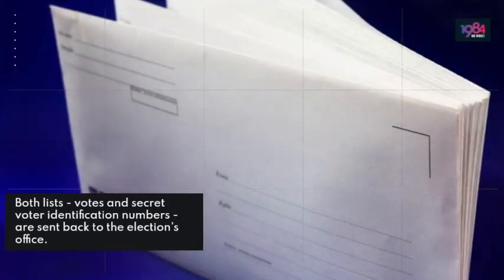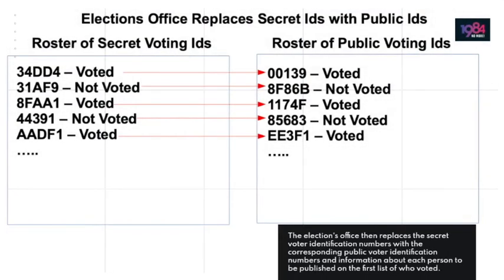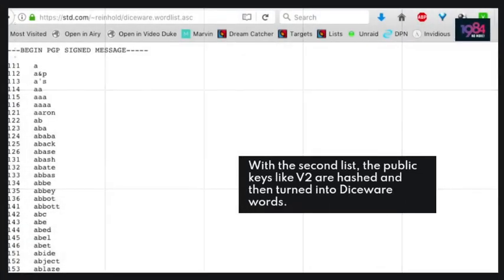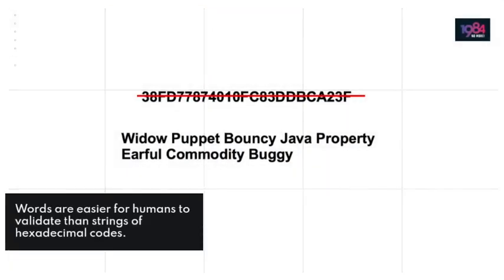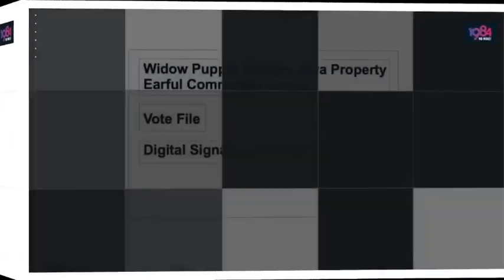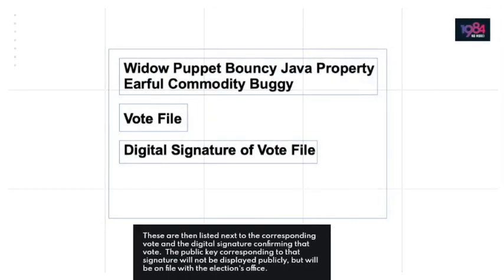Both lists, votes and secret voter identification numbers, are sent back to the elections office. The elections office then replaces the secret voter identification numbers with the corresponding public voter identification numbers and information about each person to be published on the first list of who voted. With the second list, the public keys like V2 are hashed and then turned into diceware words. Words are easier for humans to validate than strings of hexadecimal codes. These are then listed next to the corresponding vote and the digital signature confirming that vote.